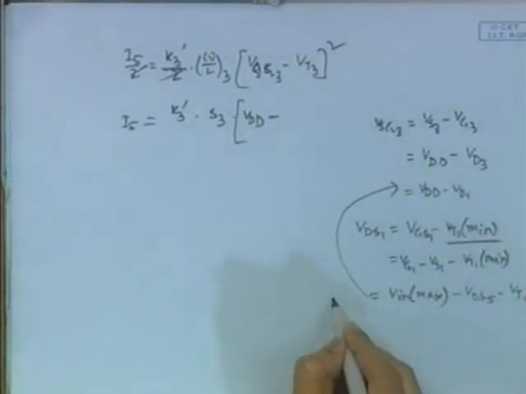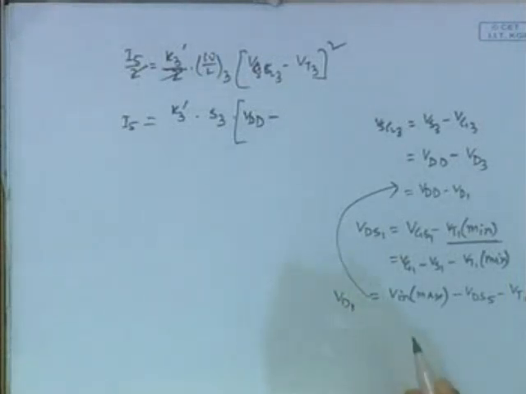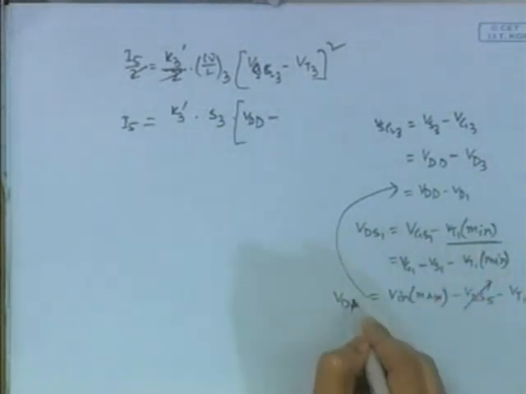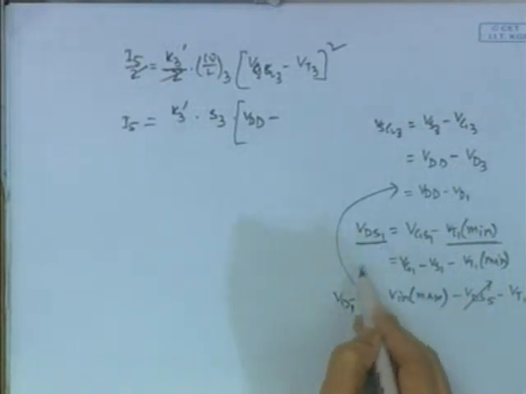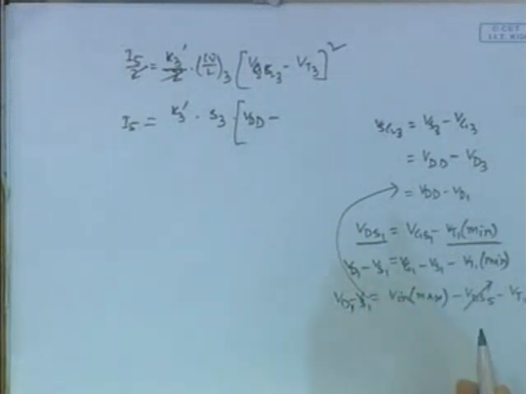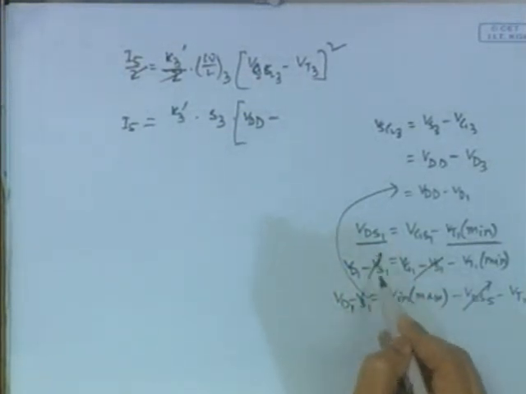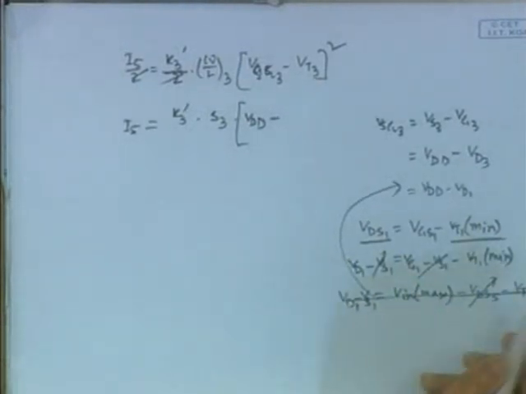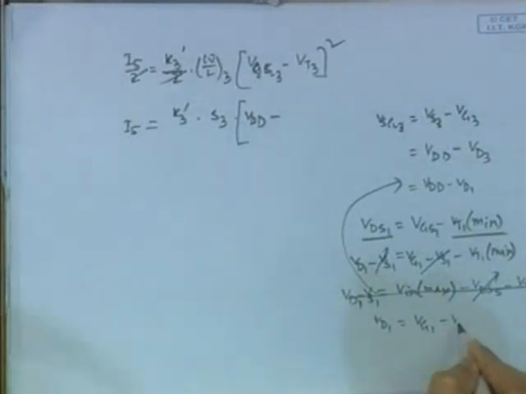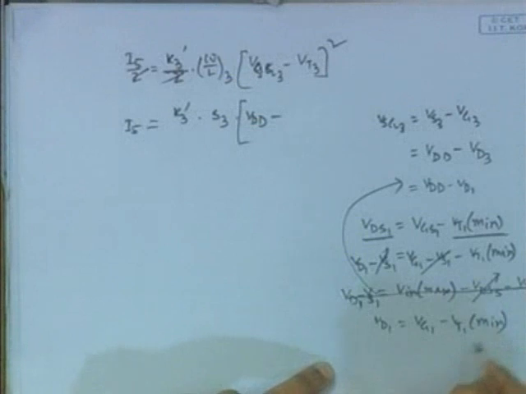Okay, just one thing, sorry, we need to put only VD1. This is the value of VDS1. So we need not consider VDS5 or anything, because VDS1 cancels out. VD1 minus VS1 is basically VDS1. This VDS1 means VD1 minus VS1. This minus VS1 cancels out, so we are left with VD1 equals VG1 minus VT1 mean, and VG1 is basically the Vin max.